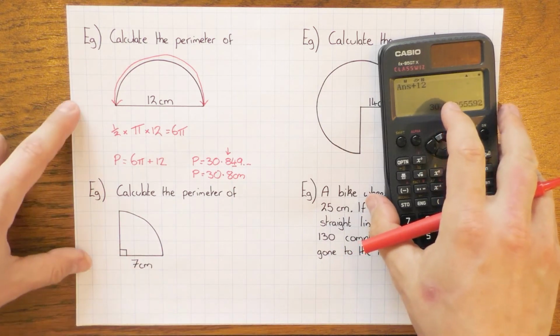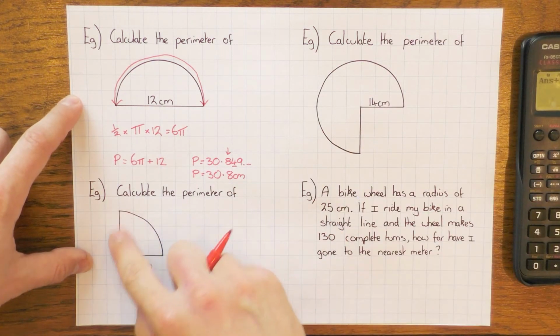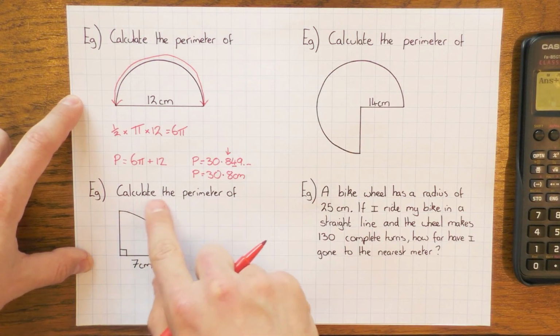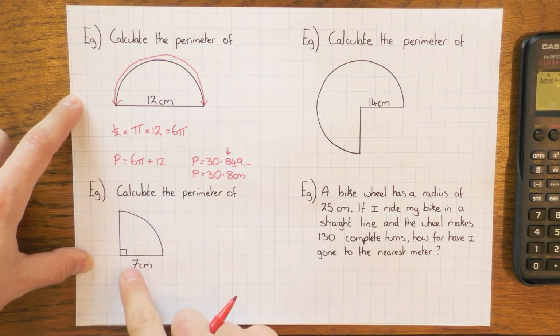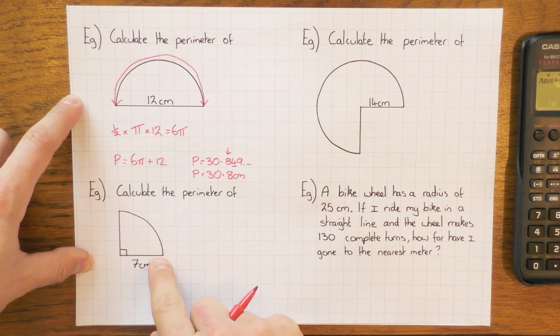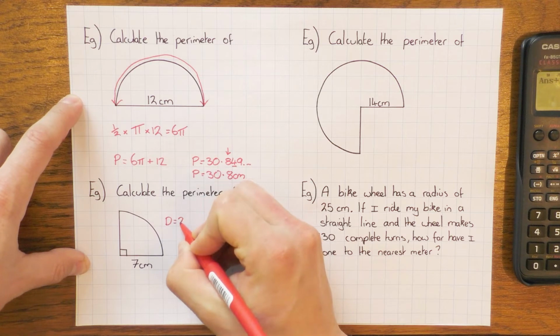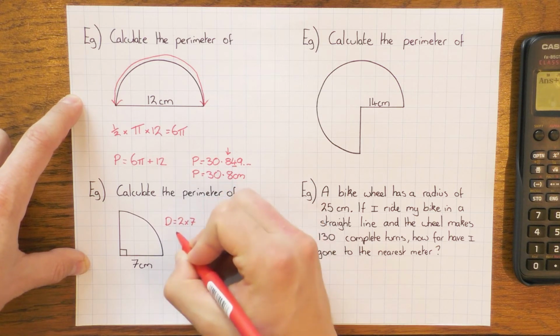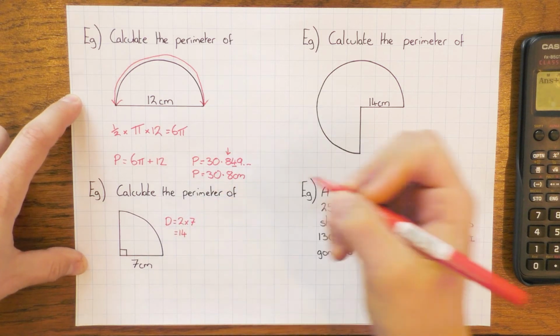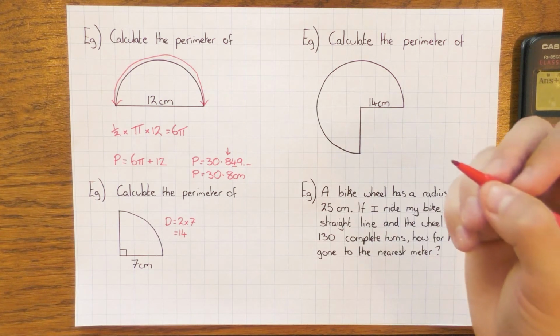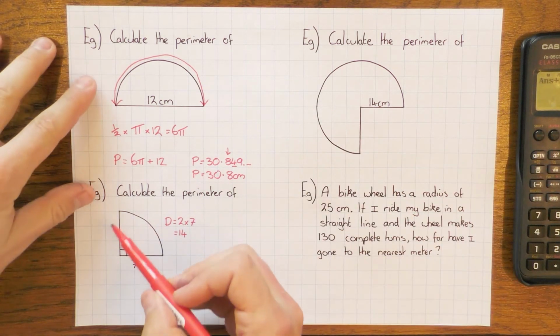Okay, exactly the same thing, but this time with a quarter of a circle. So calculate the perimeter again. Be careful, when you have a quarter of a circle, chances are they'll give you the radius. So the first thing you're going to do is work out the diameter, which is just going to be 2 times 7, so just double it, which is 14. Okay, so the first thing to do is work out the diameter. In this case, it would be 14.